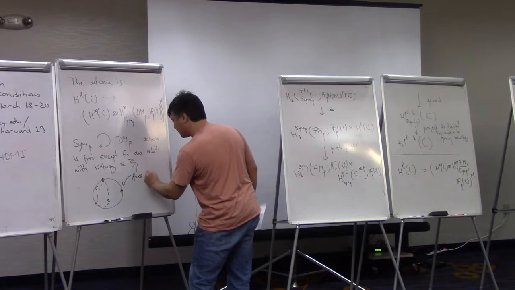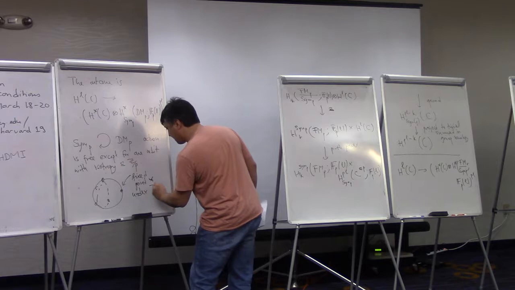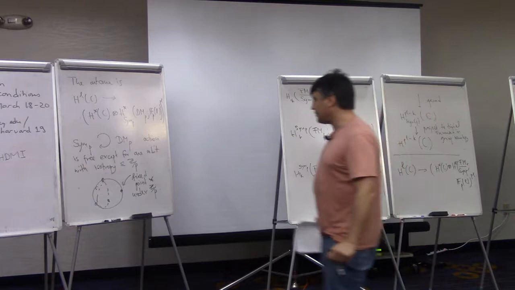Under Z1P. Okay? So let's call the orbit O. Okay? So this is a point star in O.